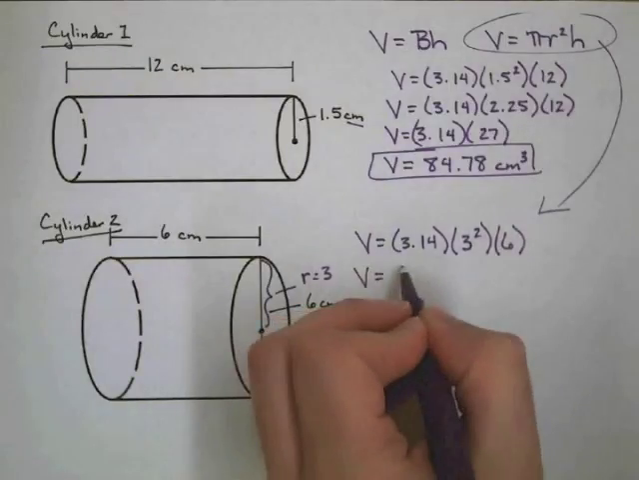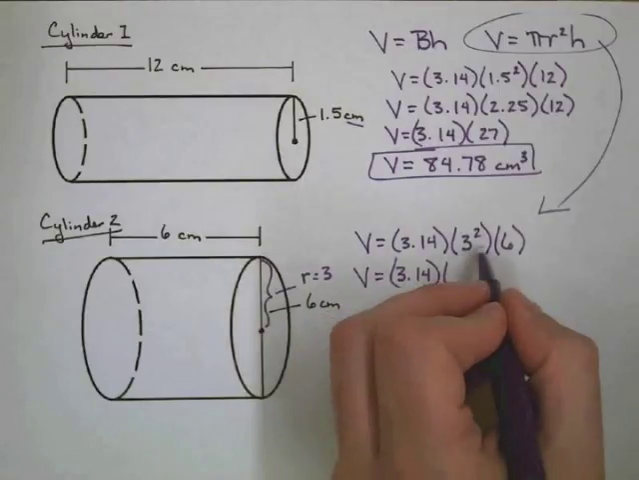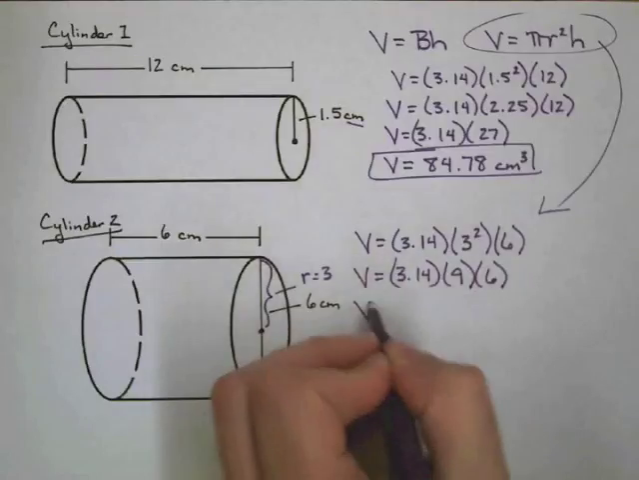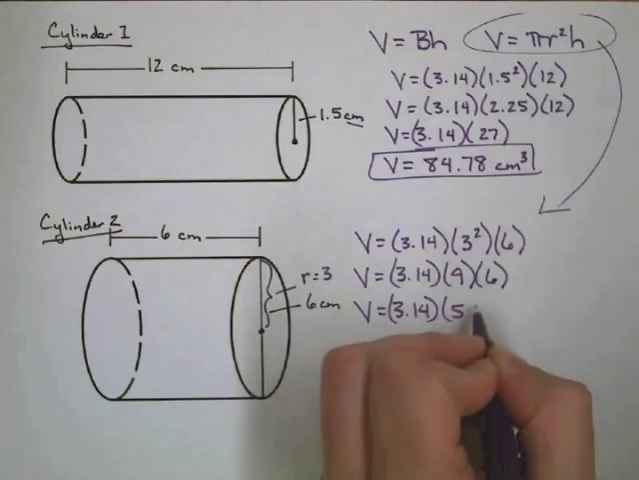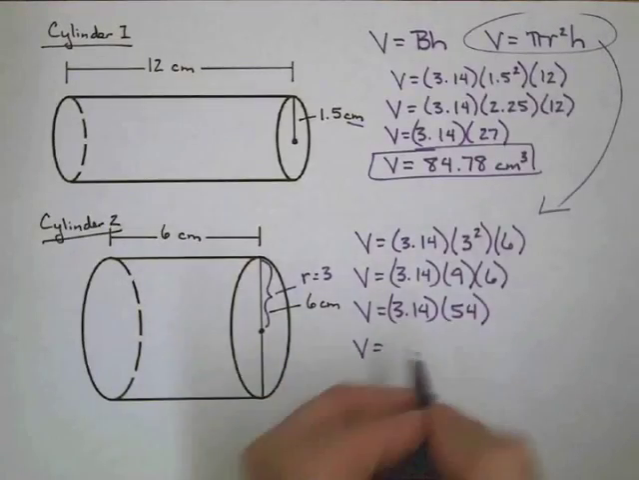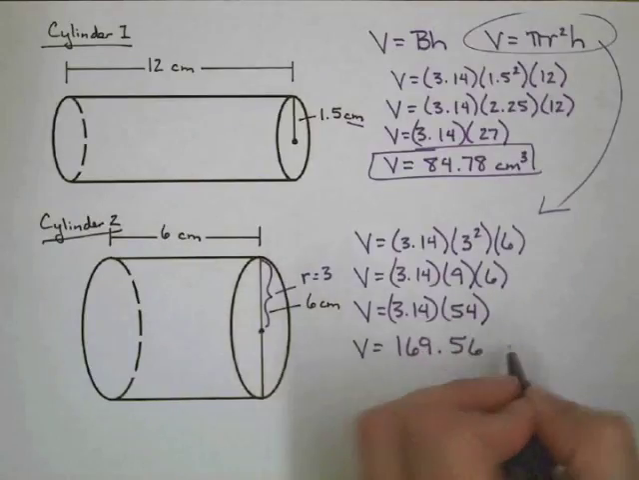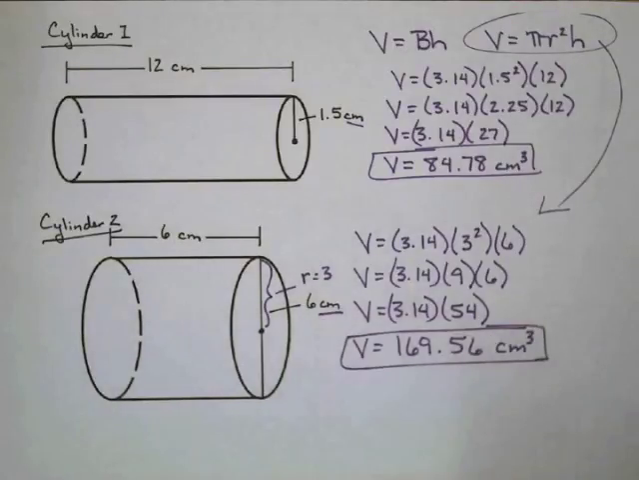So volume, 3.14. 3 squared, 3 times 3 is 9, times 6. So 3.14, 9 times 6 is 54. And 54 times 3.14 is 169.56 cubic centimeters. Again, cubic centimeters because we're looking at volume there.